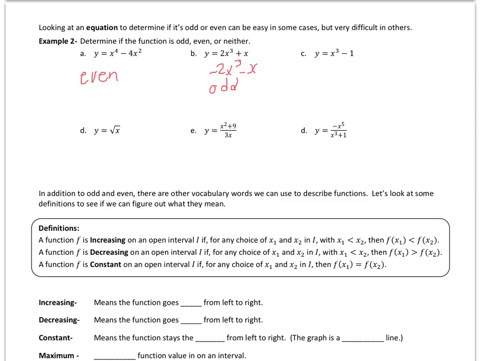Let's look at part C. x cubed minus 1. If I plug in negative x, I get negative x cubed minus 1. Is that completely opposite? It's not, is it? So this is neither. Now remember, a constant is like x to the 0 power. In this case, we're going to consider 0 even. So all our powers are not odd there. All right. y equals the square root of x.